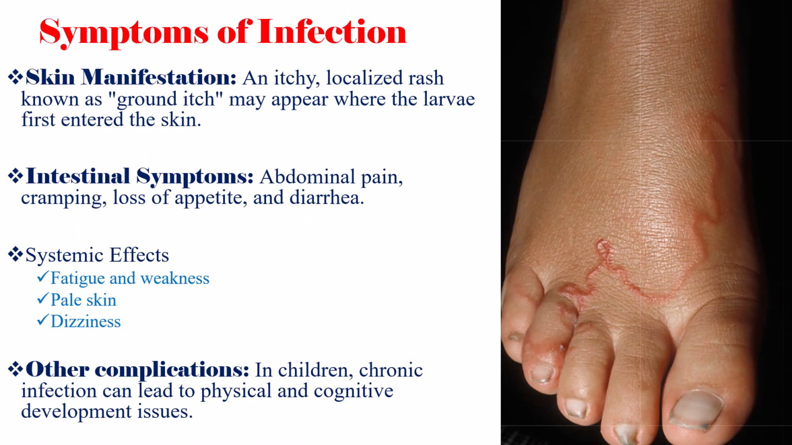When we come to symptoms of an infection, symptoms start with skin manifestation. An itchy, localized rash known as ground itch may appear where the larvae first entered the skin. Then, intestinal symptoms such as abdominal pain, cramping, loss of appetite, and diarrhea follow. The most common sign is iron deficiency anemia due to blood loss from worms feeding in the gut. This can cause fatigue and weakness, pale skin, dizziness, and other complications. In children, chronic infection can lead to physical and cognitive developmental issues.